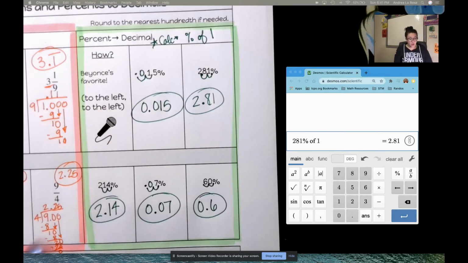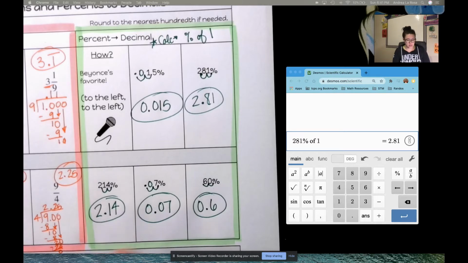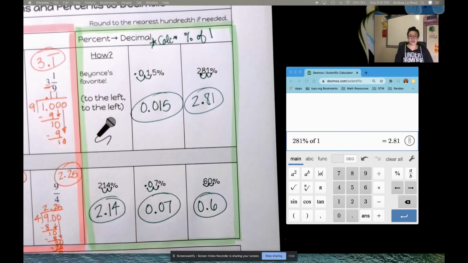All right. Hopefully you got 2 1/14, 7/100, and 6/10 for your answers. Nice job, guys. If you have any questions on this, let us know. Otherwise, feel free to move on to the next one where we talk about converting from scientific notation to decimals.